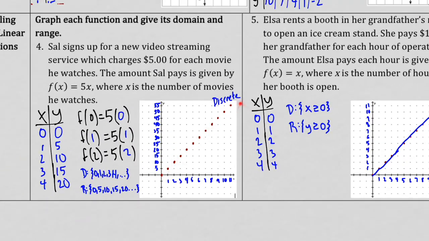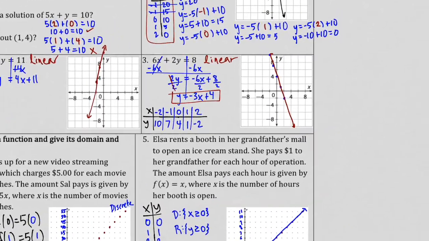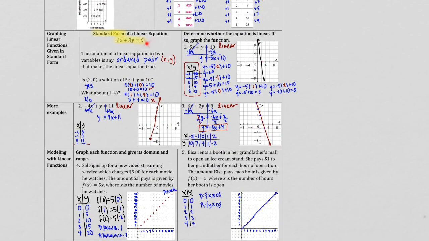All of these, straight line, constant pattern on the table, right? The change in the y values and the change in the x values is constant. Straight line, constant pattern, constant change. All of these are linear functions, okay? And also you learn how to tell by looking at the function. It looks like a standard form, ax plus by equals c.